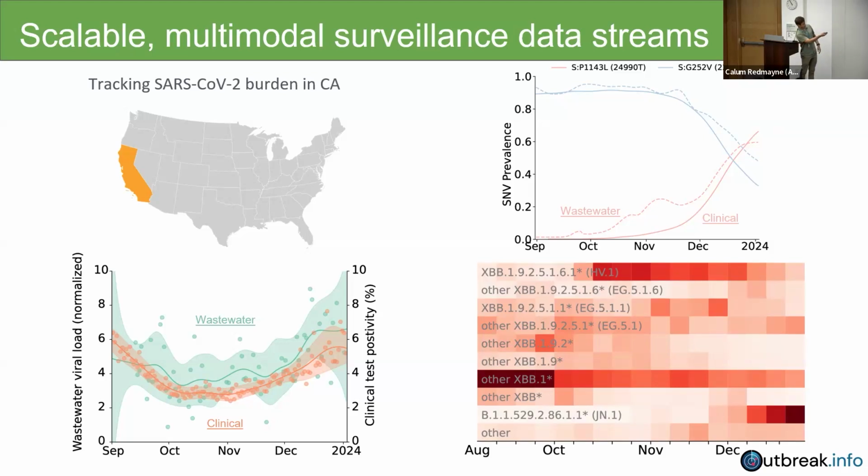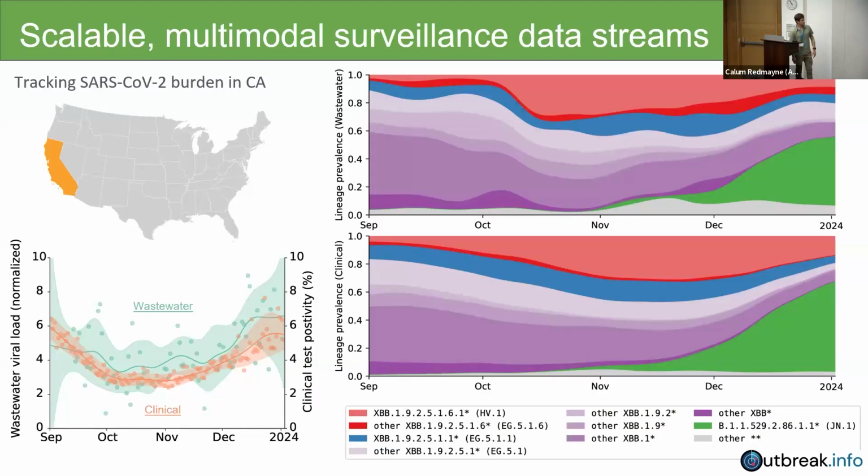So you can see on the bottom right, there's this rise of JN.1. This is from this past fall, basically as that was ticking up across the US. And we can look at these, one next to the other, and we can see very similar pictures in many regards. And as I mentioned, they're highly correlated information modalities. But what we do see is that wastewater tends to be a little bit earlier on average, although this is not always the case.